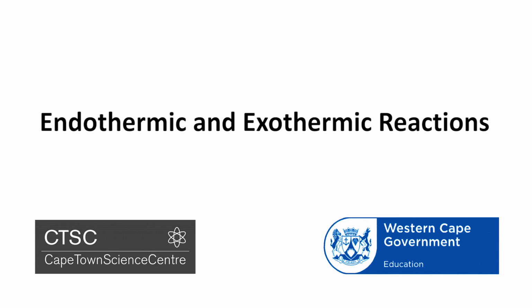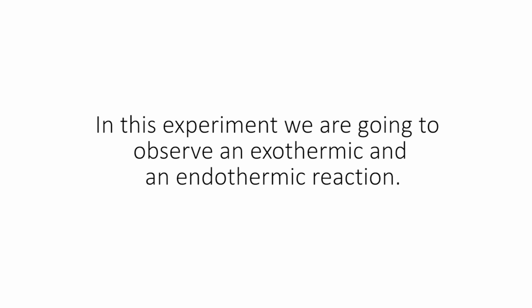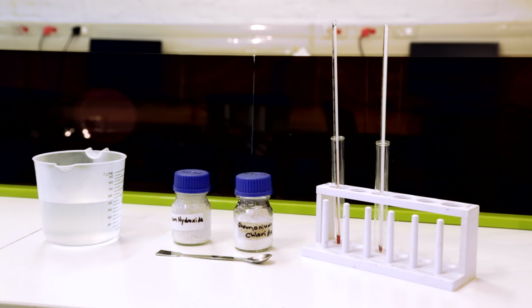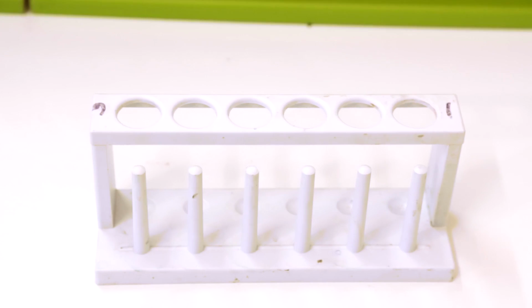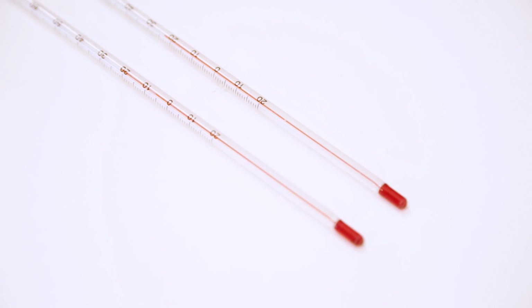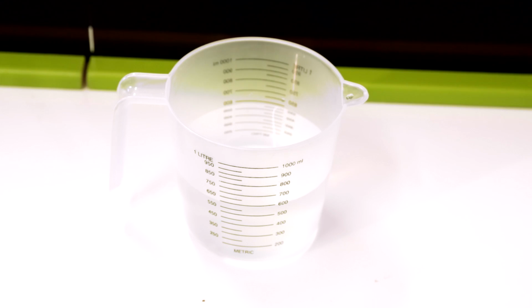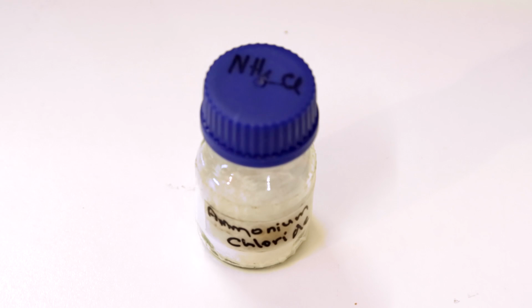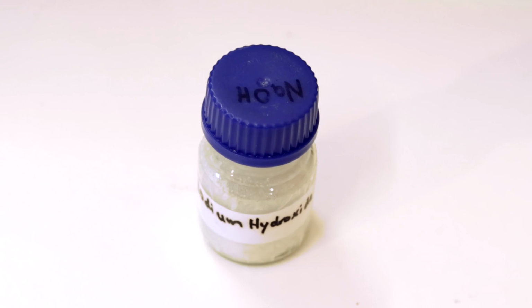Endothermic and exothermic reactions. In this experiment, we are going to observe an exothermic and an endothermic reaction. To carry out this experiment, you will need the following equipment: a test tube rack, 2 test tubes, 2 thermometers, some water, a spatula, some ammonium chloride, and sodium hydroxide.